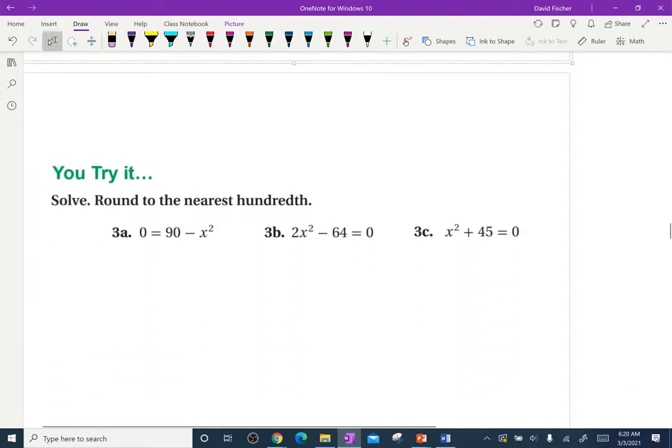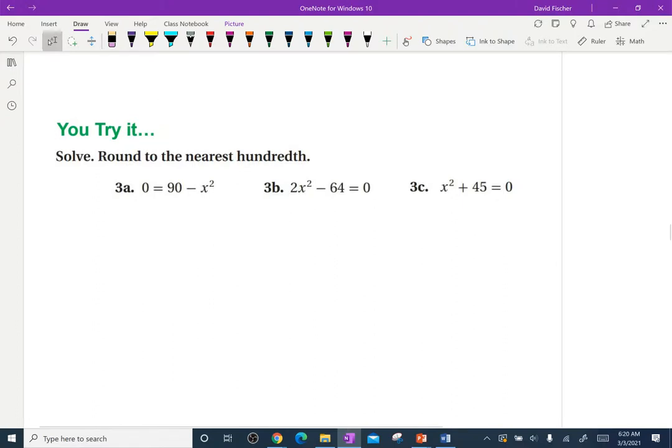All right, here we go. Try these 3. Get the x squared by itself, and then take the square root of everything. Pause your video and come on back and we'll see how you did.